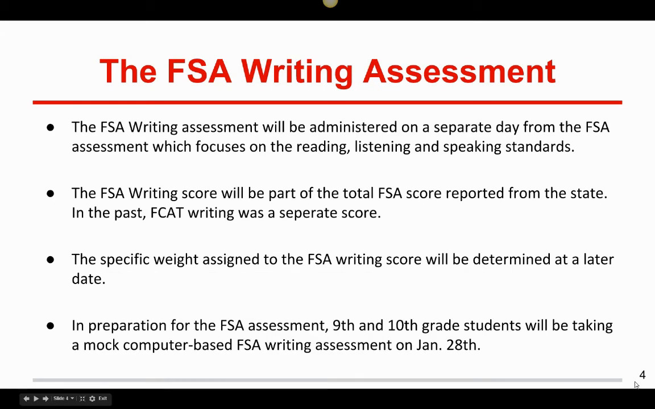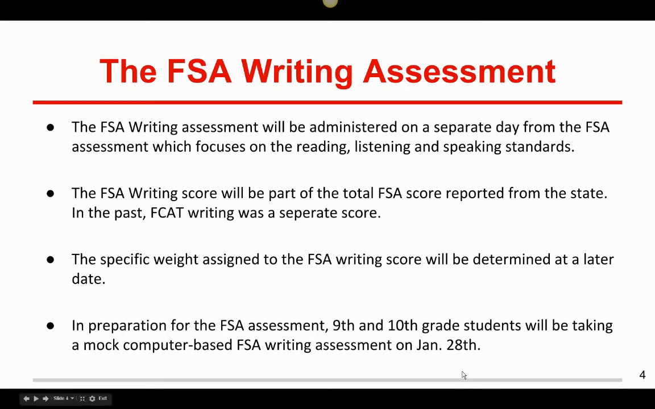The writing assessment is administered on a separate day from the other FSA assessment, which focuses on the reading, listening, and speaking standards. The FSA writing score will be part of the total FSA score reported from the state. As you know, in the past, FCAT writing has been a separate score, which was never combined with the FCAT score, and some students perceived it as not being important. So it is important our students know it is going to be part of their total FSA score. The specific weight assigned to the writing portion has not been determined yet. As soon as we know that, we'll share the information with you.